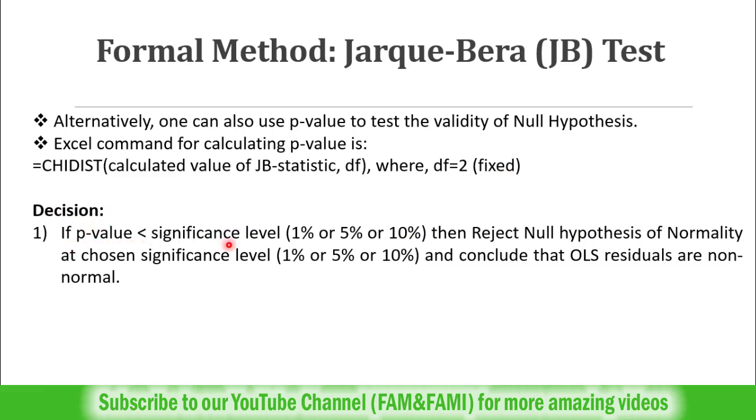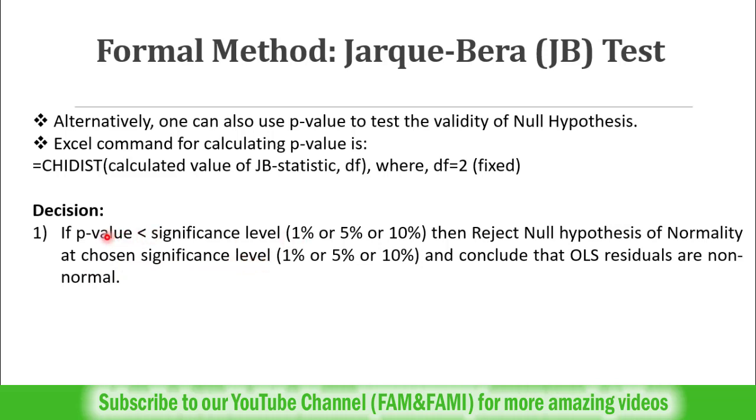If p-value is less than significance level, 1% or 5% or 10%, then reject the null hypothesis of normality at chosen significance level, 1% or 5% or 10%. Suppose here you have selected 1%. So then if the calculated p-value calculated via this command is found to be less than 1%, 0.01, then we will reject the null hypothesis of normality at 1% significance level.